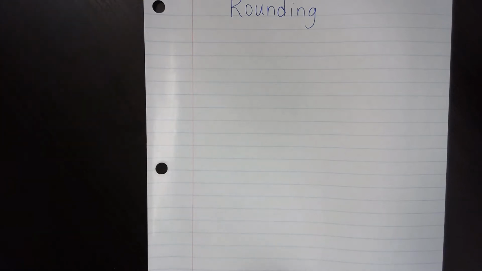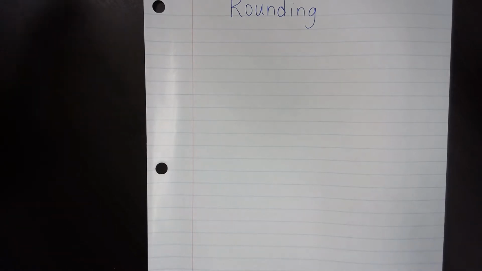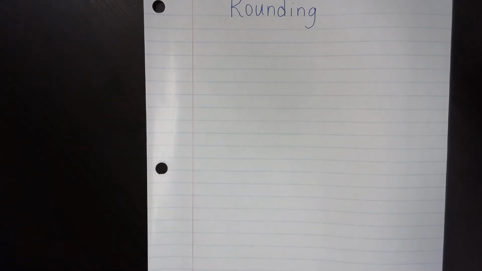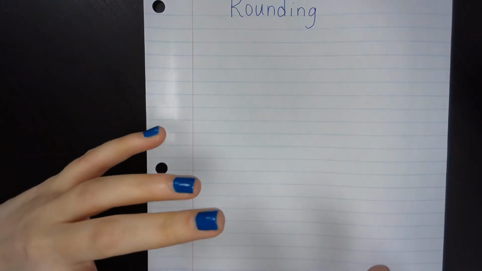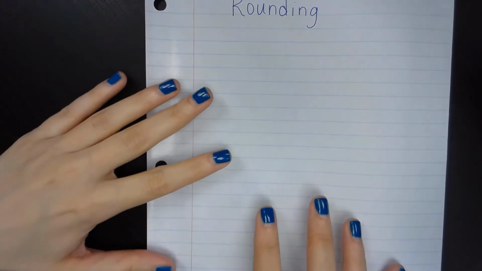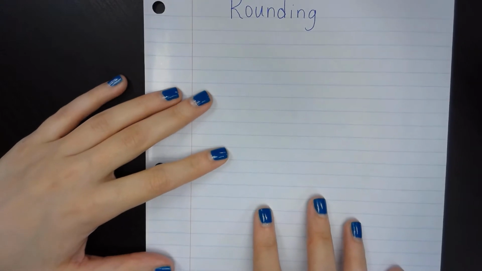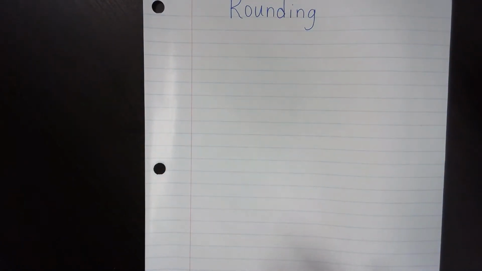Okay, so the way that we do rounding is by using something called a rounding number line. And if you do this, every time you round a number, you will get the correct answer, absolutely every time. So whenever you do rounding, you'll need a piece of paper or a whiteboard and marker, whichever you have available. And the first thing that we're going to do is draw a number line.